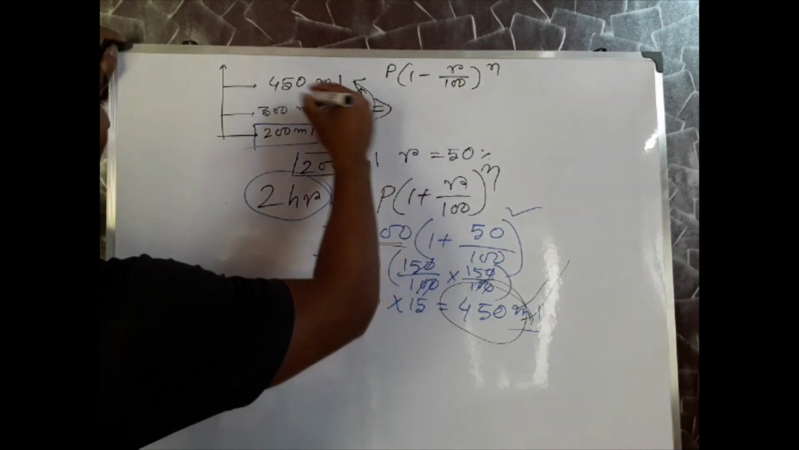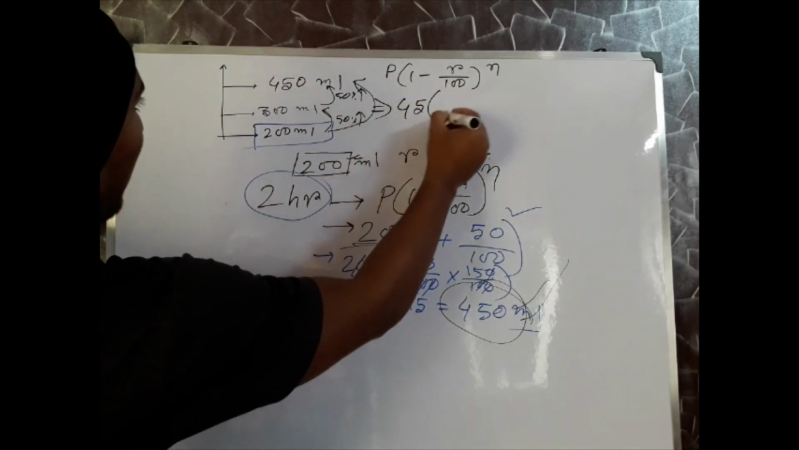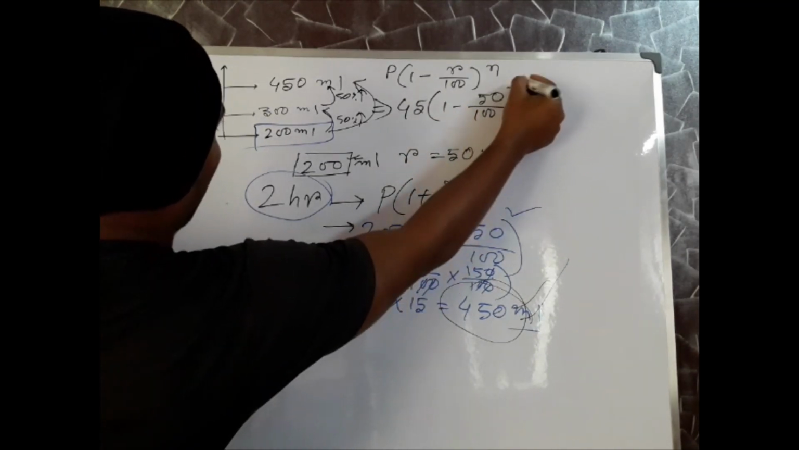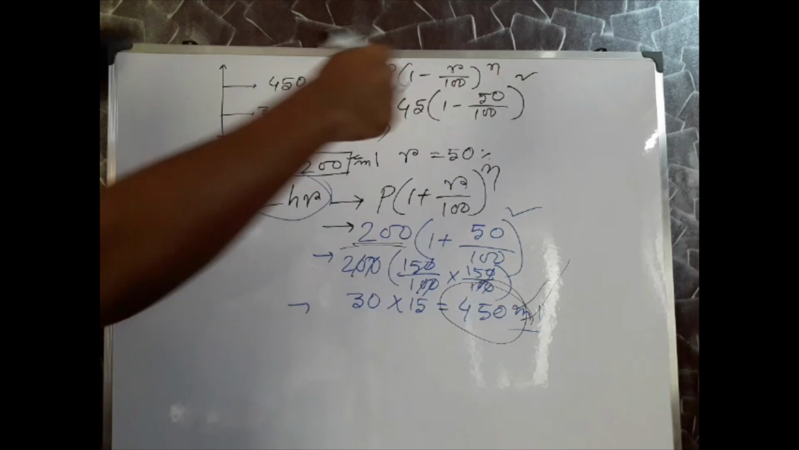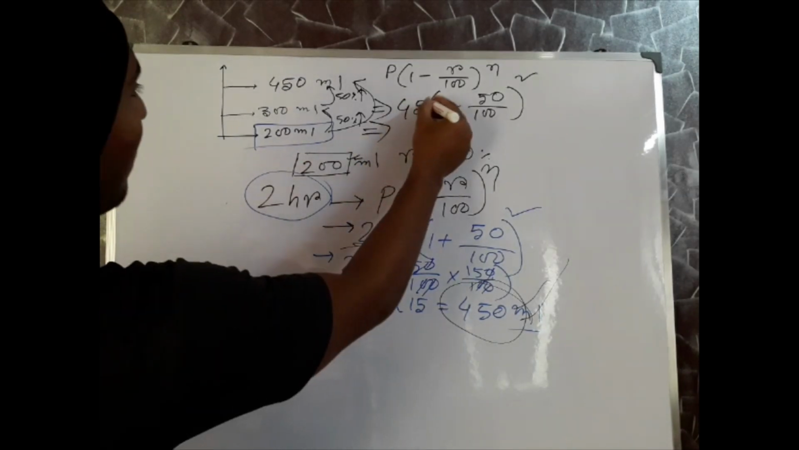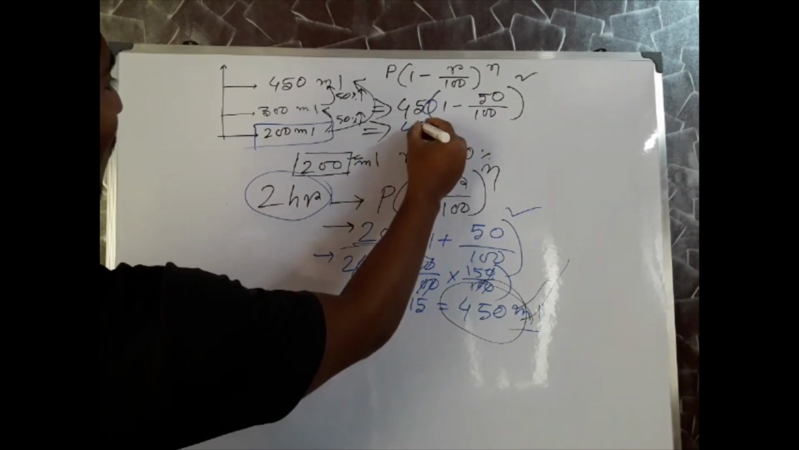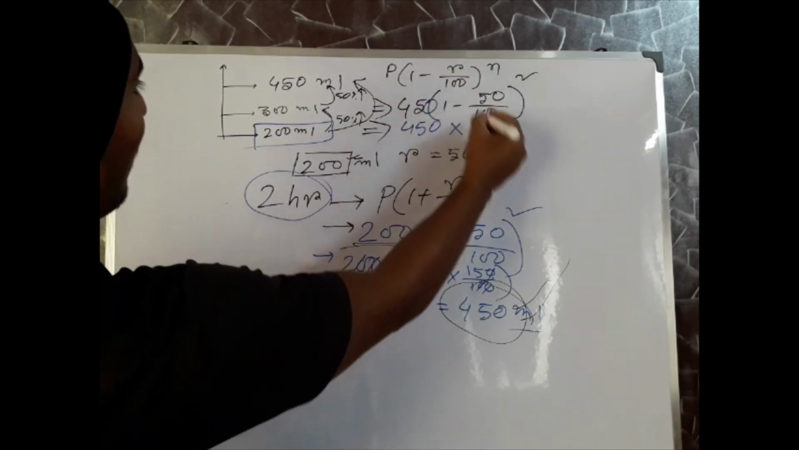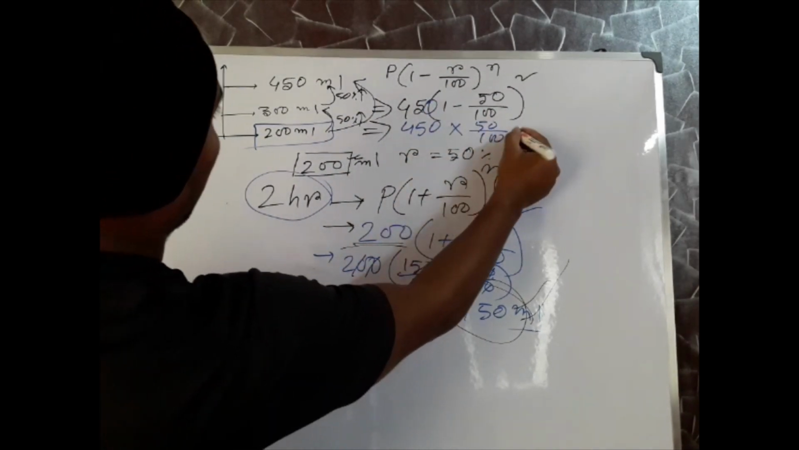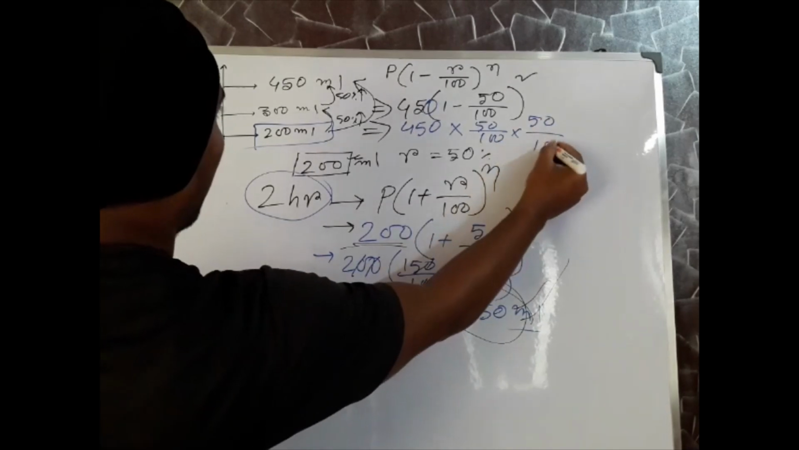Now here P is what? Your 450 into 1 minus 50 by 100 to the power 2. Why? Because after a 2-hour interval, that is what you have to determine. Sorry, I wrote it wrong, it is 450. So 450 into 50 by 100 into 50 by 100.